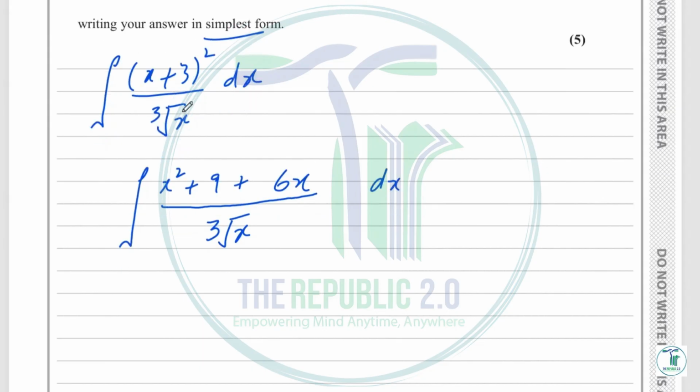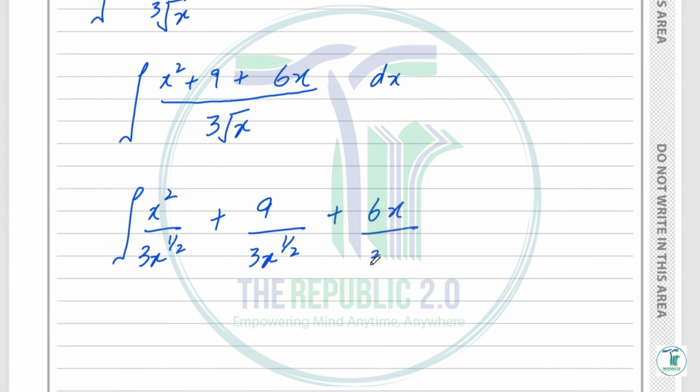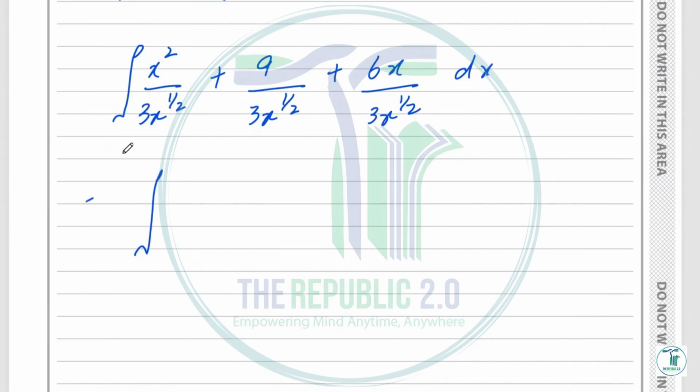Now I'm going to write 3 root of x under everything. So I must have x squared divided by 3x to the power of 1 by 2, plus 9 upon 3x to the power of 1 by 2, plus 6x upon 3x to the power of 1 by 2, times dx. Now I've got this expression, I'm going to simplify that. So it must be x to the power of 2 minus 1 by 2, divided by 3, plus 3x to the power of negative 1 by 2, plus 2x to the power of 1 minus 1 by 2.